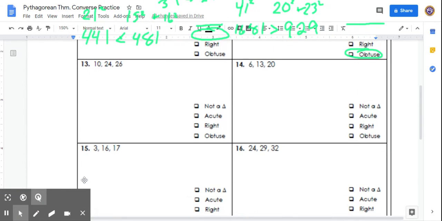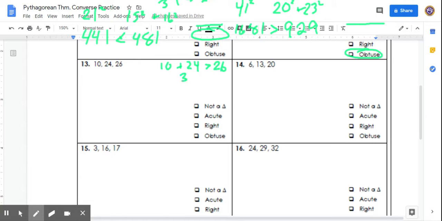All right, number 13. So first we have to check if it's a triangle at all. So 10 plus 24. Is that larger than 26? Yes, it is, because that's 34, which is larger than 26. So we can get rid of that option because it definitely is a triangle.